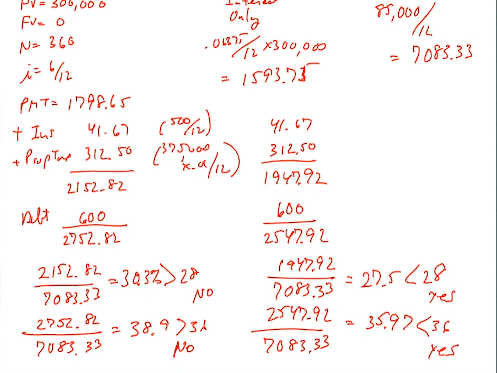Now, to find out if they qualify, we have to get not only what the payment is to the lender, but we also have to get the insurance costs. We saw that was $500 for the year. We're using monthly payments here, so we have to convert that insurance to a monthly cost.